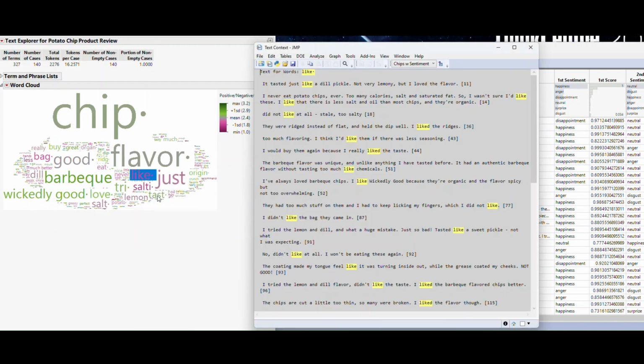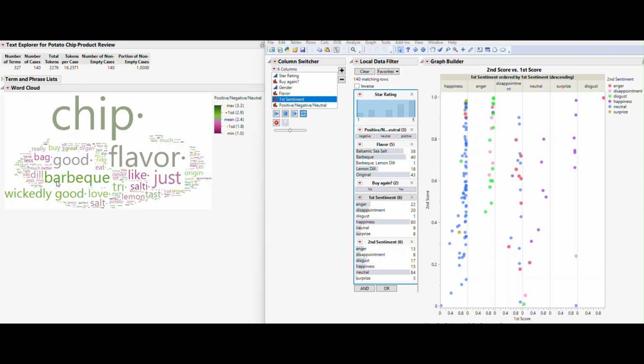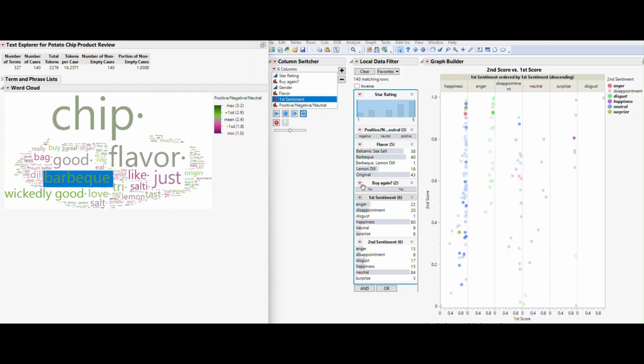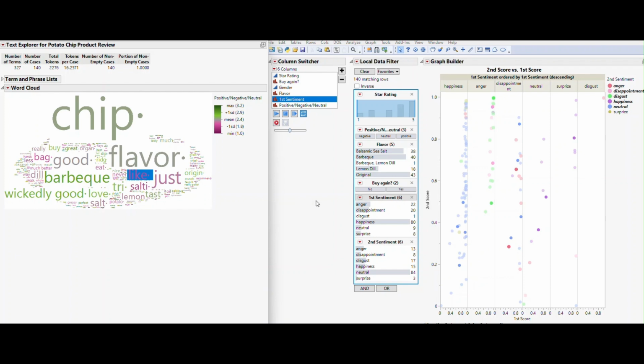Let's see why. It has a few cases of positive usage, but then there are lots of negative uses: not like, didn't like, as well as other sentences of negativity. We can quickly confirm this with the graph builder, looking at the sentiments associated with barbecue. Almost all happiness. Like, on the other hand, has quite a mixed bag. A few in happiness, but much more in anger and disappointment.